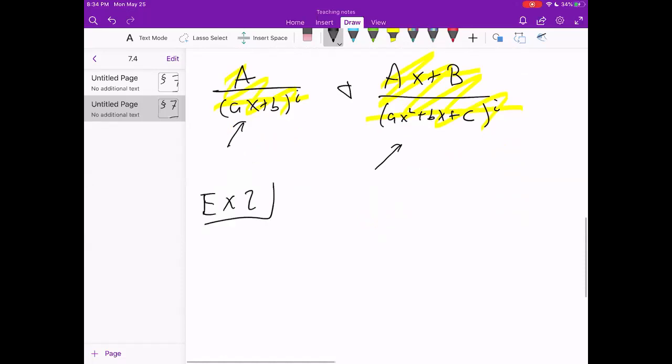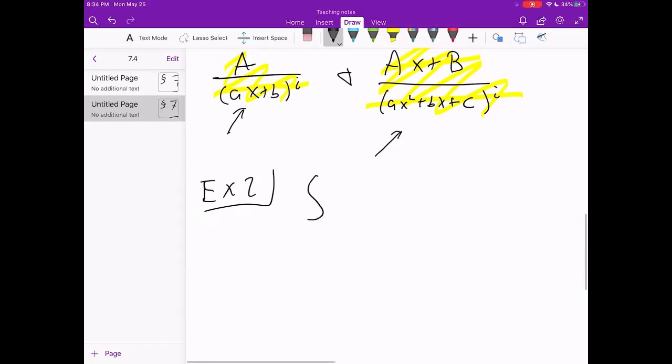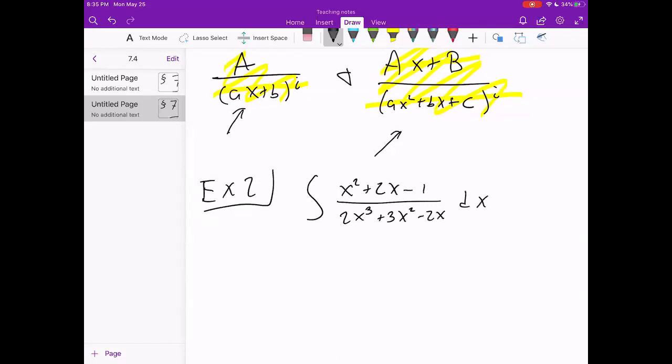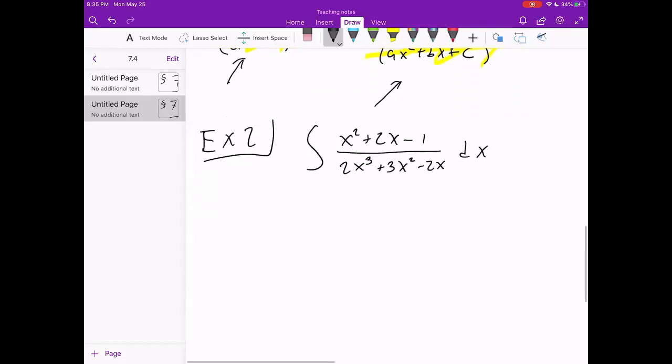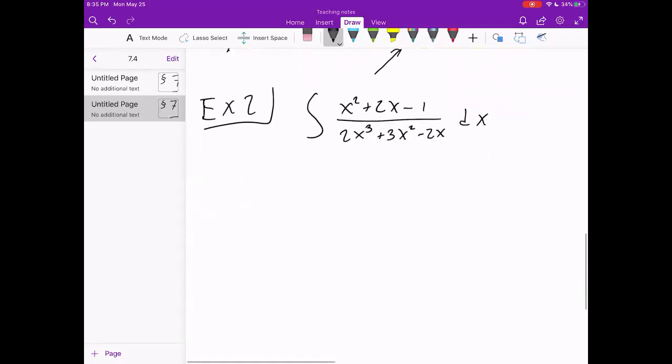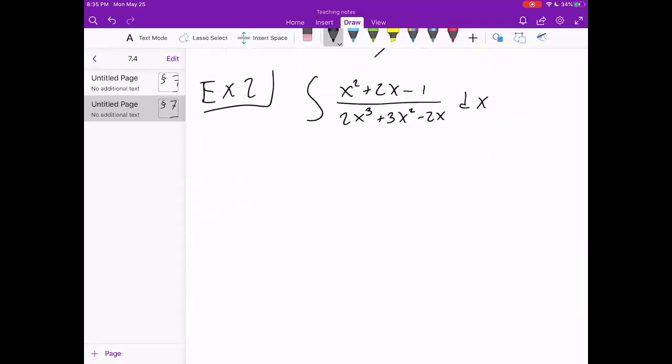So this is example 2. We want to find the integral of x squared plus 2x minus 1 over 2x cubed plus 3x squared minus 2x dx. Okay, so we're going to do partial fractions on this. The first step of partial fractions is we're going to factor the denominator.